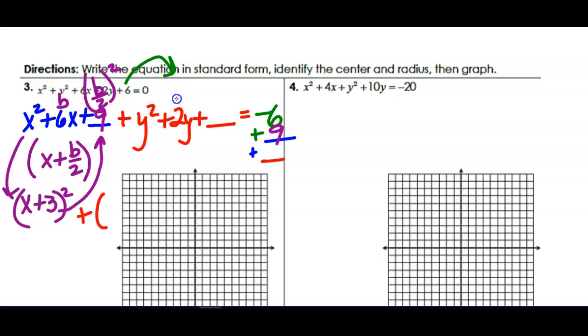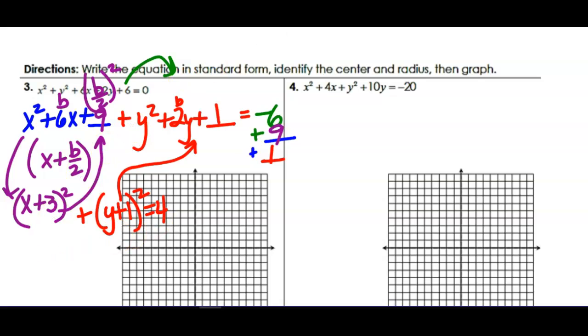For the red, you take half of this b value, so you get y plus 1 quantity squared. Then you square it. Well, 1 times 1 is still 1. And whatever you put in that red blank, you have to put in this red blank. So on the right-hand side, we get negative 6 plus 9 plus 1, which is 4. So we have equals 4.